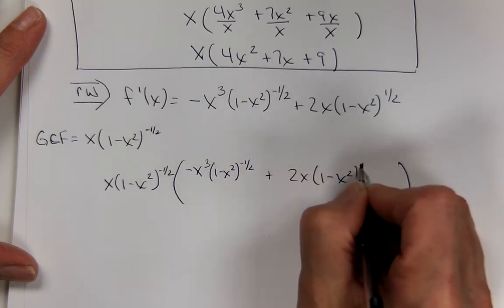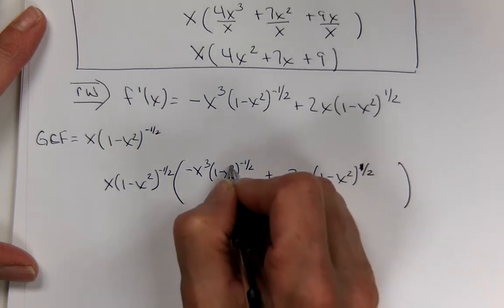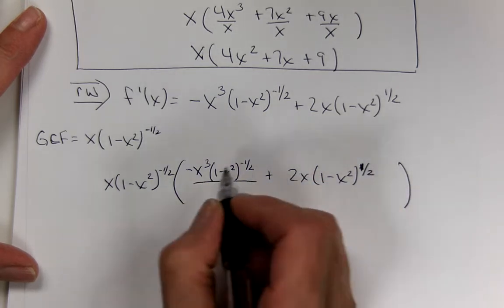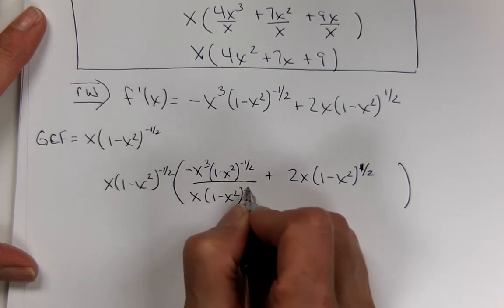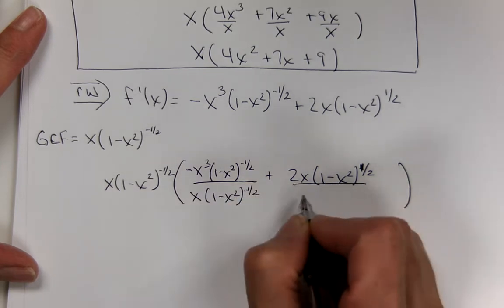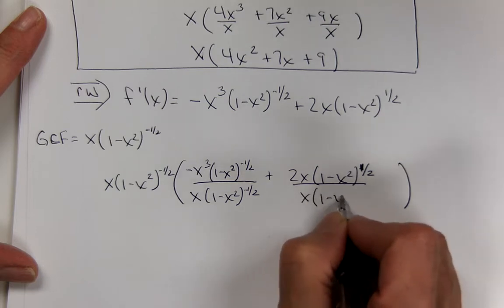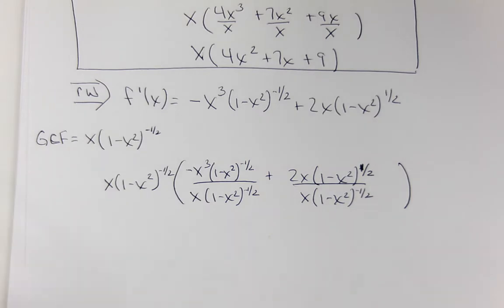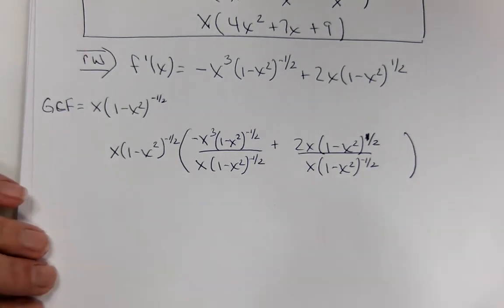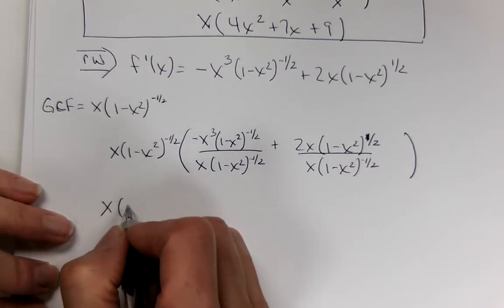Positive 1/2 power, divided by the greatest common factor. So this is a technique you can use when it's more complicated, when you have fractional exponents or things are just not as familiar. So moving up, I'm going to have my greatest common factor on the outside.